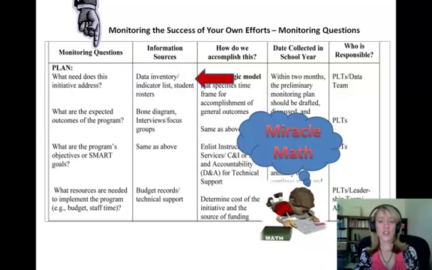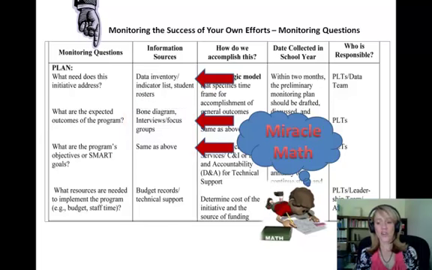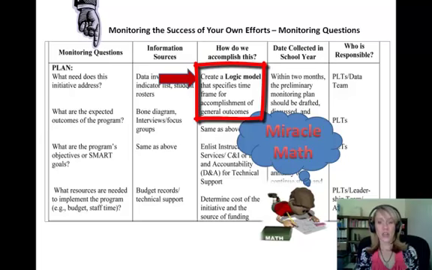The best information sources associated with describing your program's need, as well as its objectives, i.e. short and intermediate outcomes, and its expected long-term outcomes, are planning documents, such as bone diagrams or interviews or focus groups with your program or initiative stakeholders. Note that the work that you've already done within your logic model will enable you to capture and communicate this information.